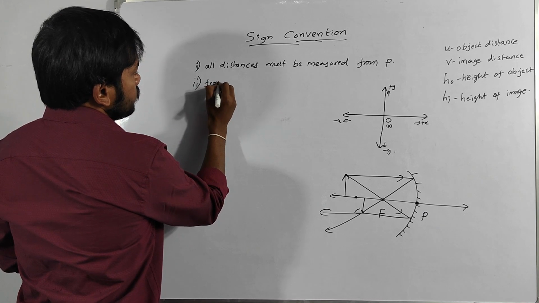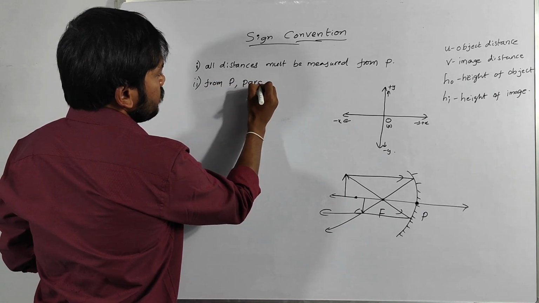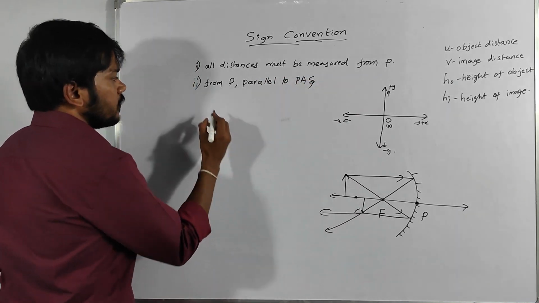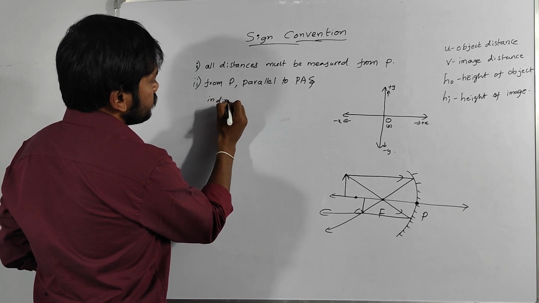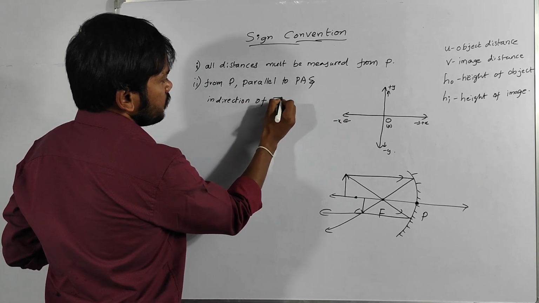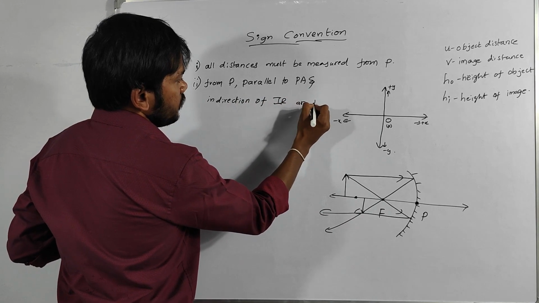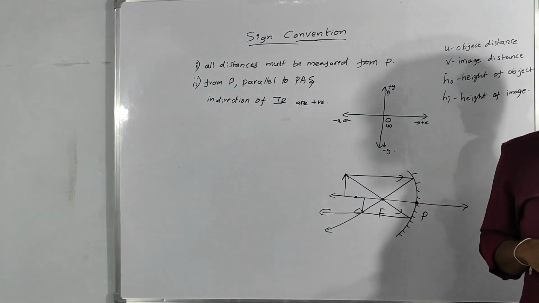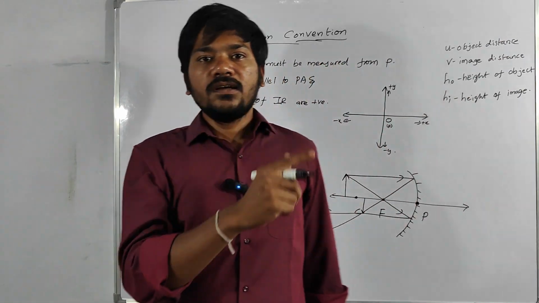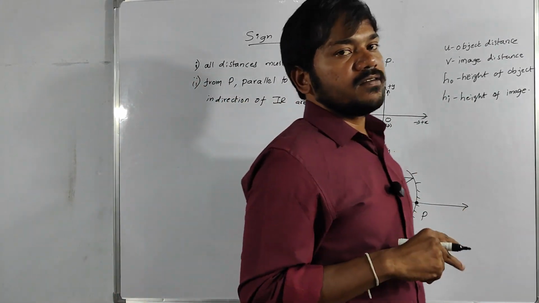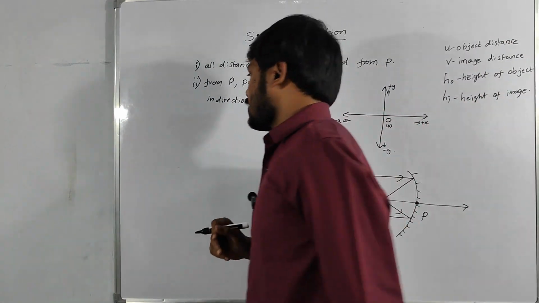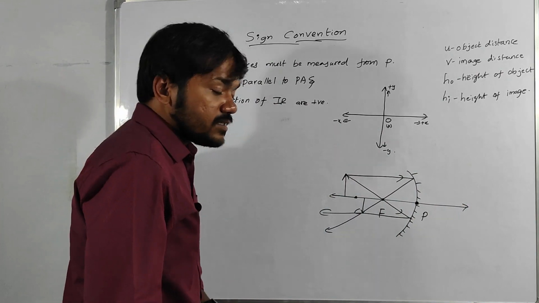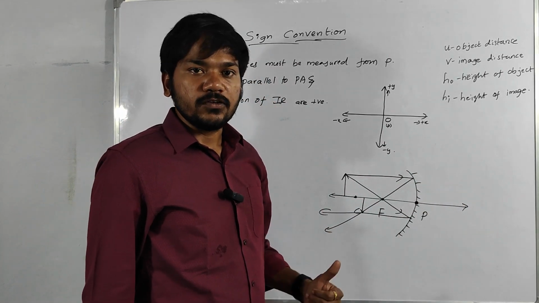Okay, distances from the pole, parallel to the principal axis and in the direction of the incident ray are positive. Now if you have seen the image formations due to concave and convex mirrors, the last cases of them, the sixth case of image formation due to a concave mirror and the second case of image formation due to a convex mirror, you might have seen the virtual image formation where the image has been formed behind the mirror. In such cases the image distance would be positive.